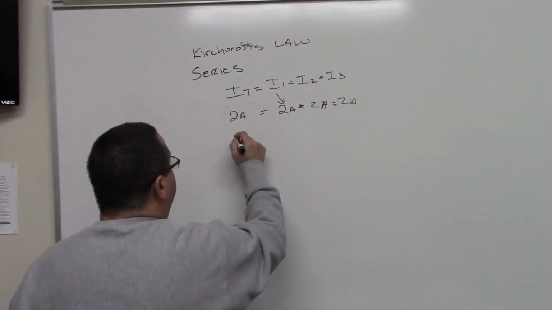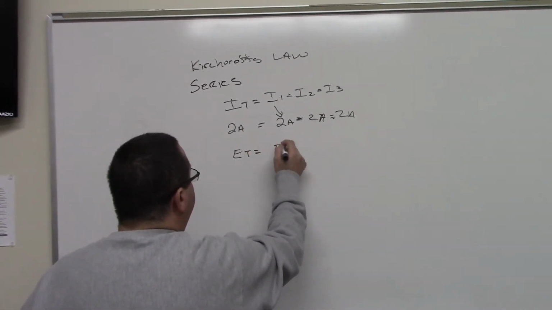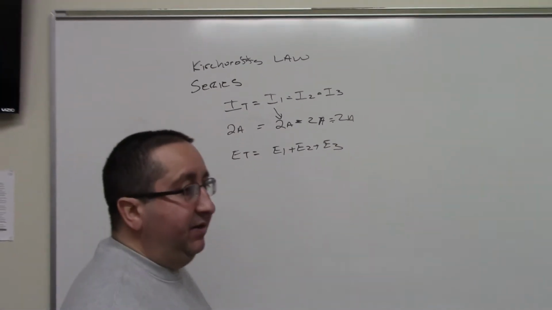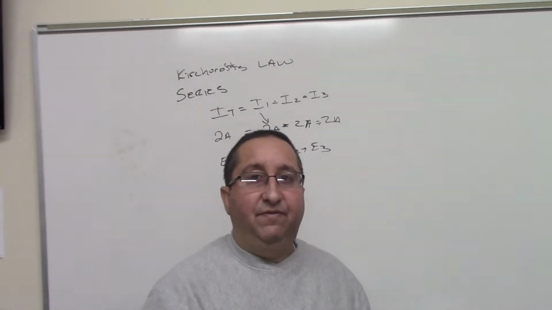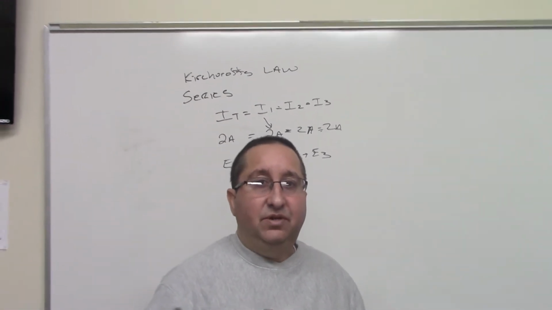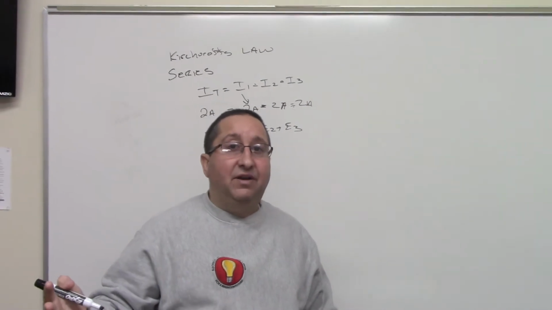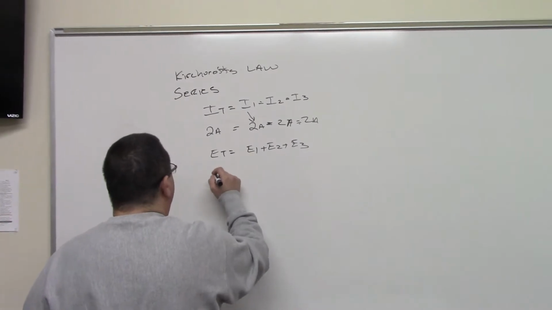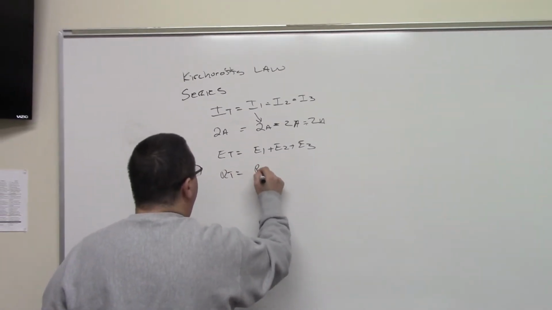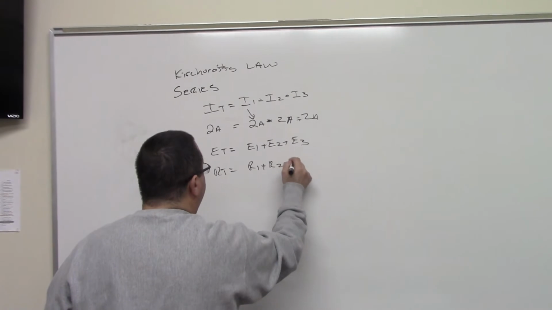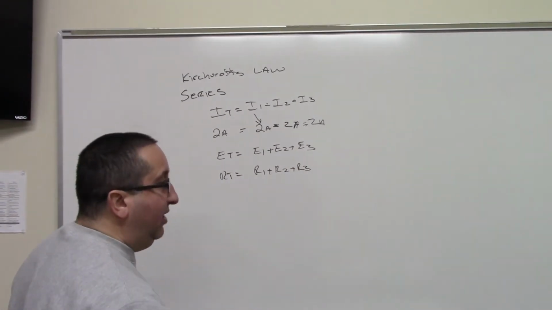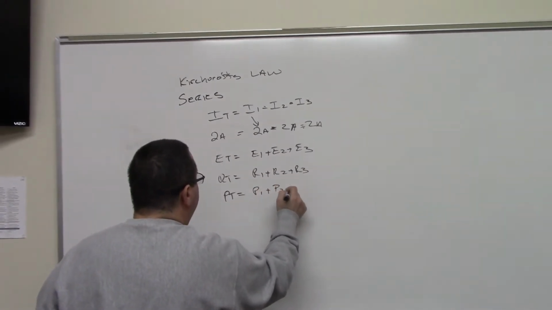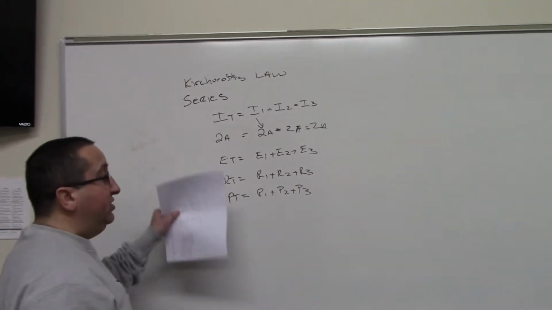The voltage, ET, is equal to E1 plus E2 plus E3. You just add them up like a battery. If you have a 3 volt and a 3 volt battery, that'd be 6 volts. If you have three 3 volt batteries, it's 9 volts. It's a series circuit. And then the ohms, which is resistance, RT is equal to R1 plus R2 plus R3. So that's it. And power, just FYI, is PT equals P1 plus P2 plus P3. So that's a series circuit.